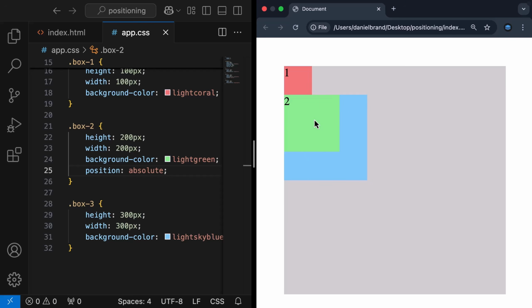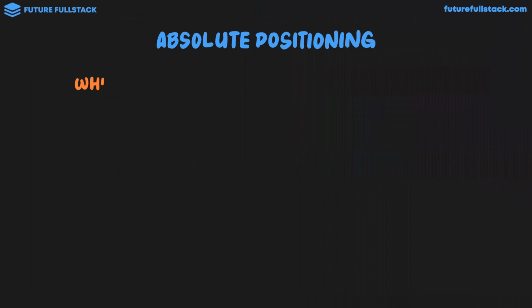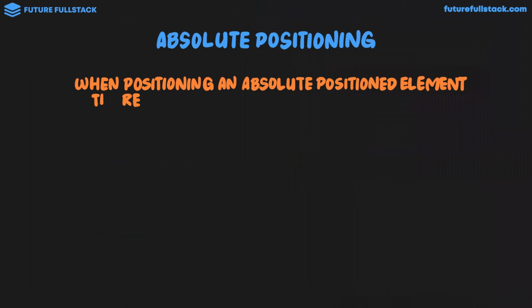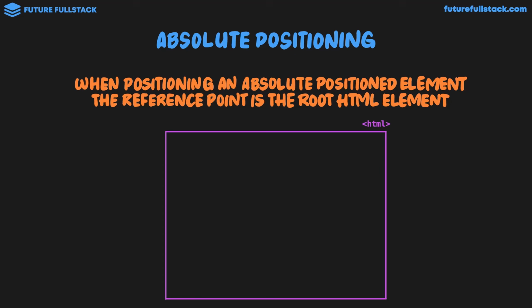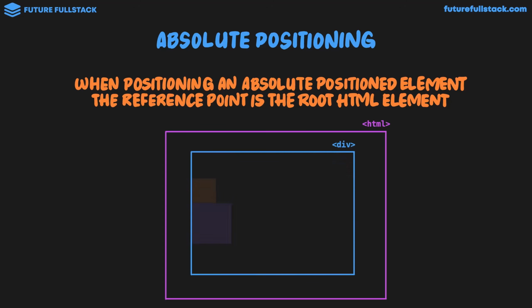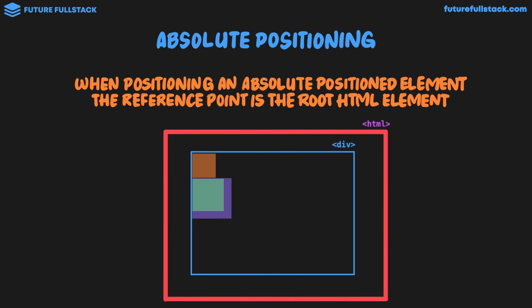Alright, I now want to spend a bit more time talking about the reference point for absolute positioned elements. When positioning an absolute positioned element, the reference point is the root HTML element. So on our page, we have our root HTML element, we have our div parent container, we have our 2 boxes in layer 1, and we have our green box in layer 2 absolutely positioned. Now the reference point when using offset properties is the entire root HTML element. The reference point are the edges of the root HTML element. We can't think of it as a single point with an X and Y axis like we did with the offset properties for relatively positioned elements.